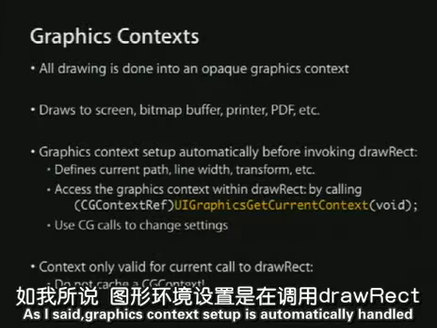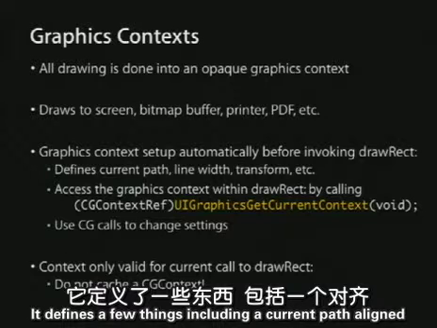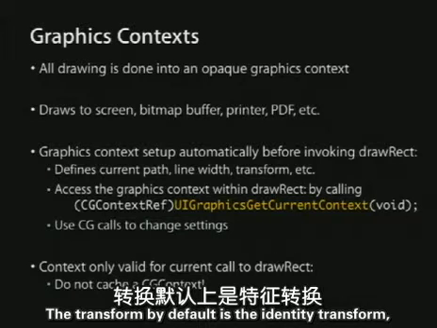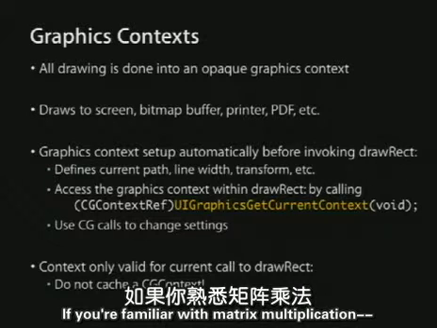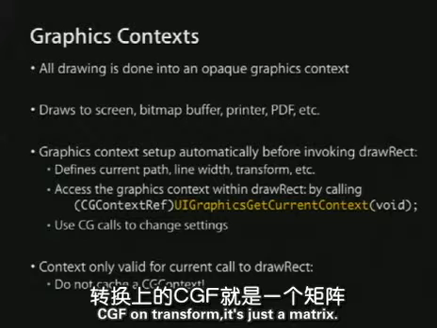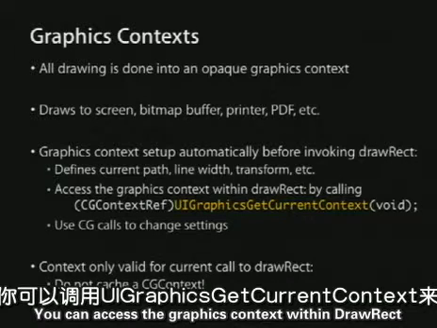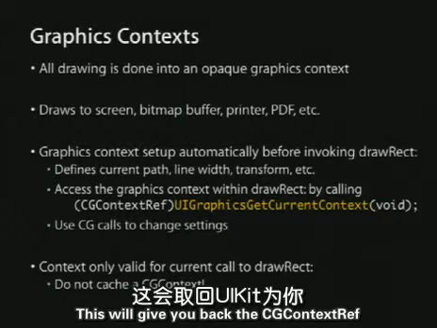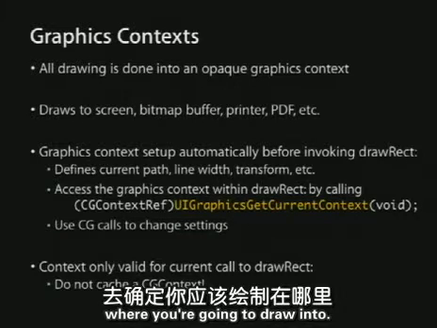As I said, graphics context setup is automatically handled before calling drawRect by UIKit. It defines a few things, including a current path, a line width, the current transform. The transform by default is the identity transform, so there's no rotation, no scaling, no translation. If you're familiar with matrix multiplication, a CGAffineTransform is just a matrix, and the identity transform is just the unit matrix. You can access the graphics context within drawRect by calling UIGraphicsGetCurrentContext. This will give you back the CGContextRef that UIKit created for you, so you can use that as the parameter in all your calls into Core Graphics to determine where you're going to draw.